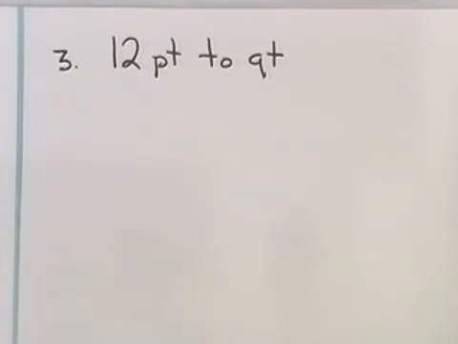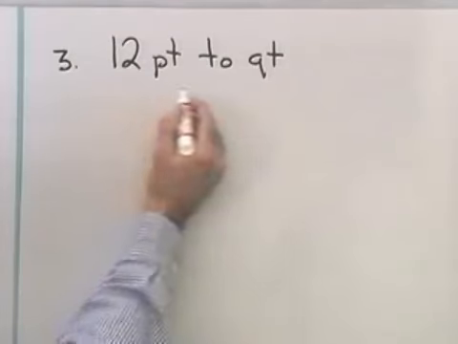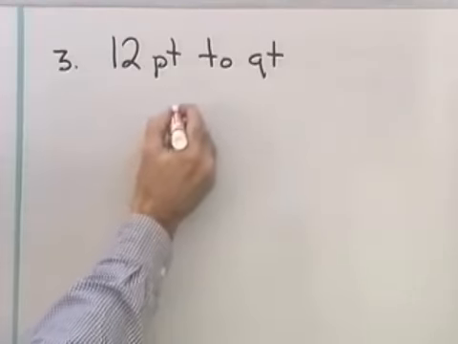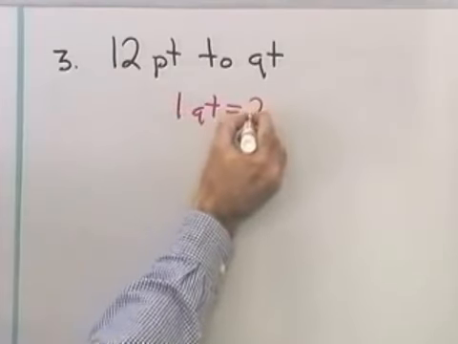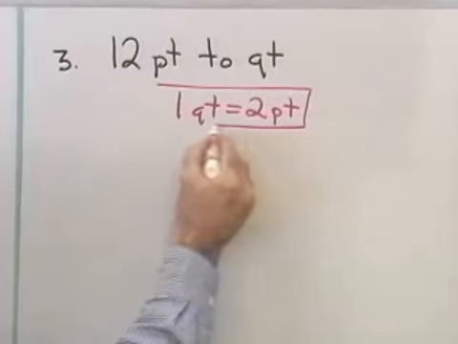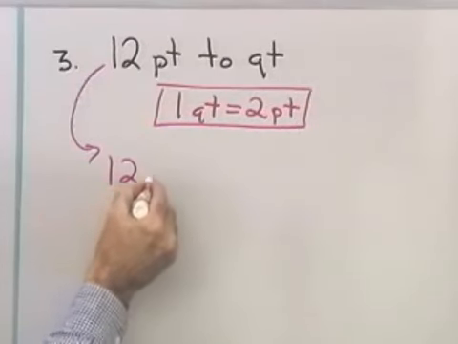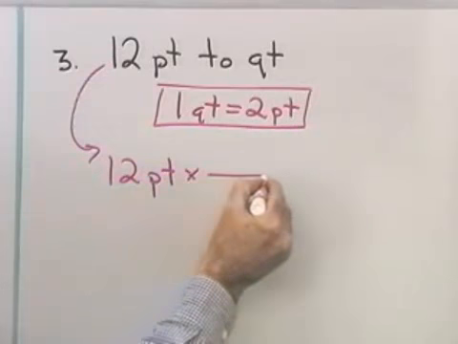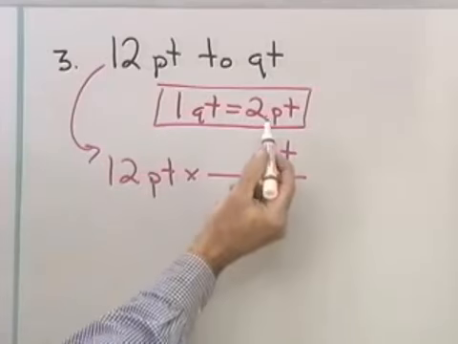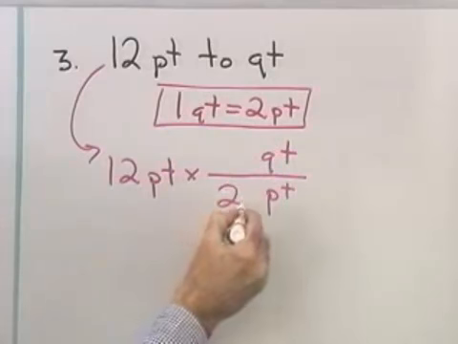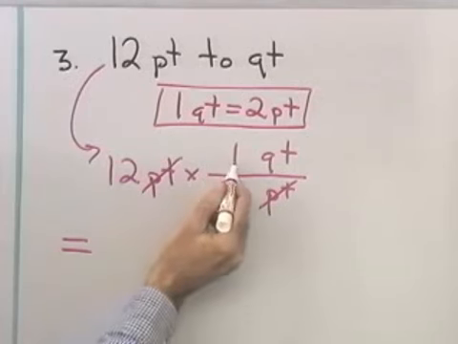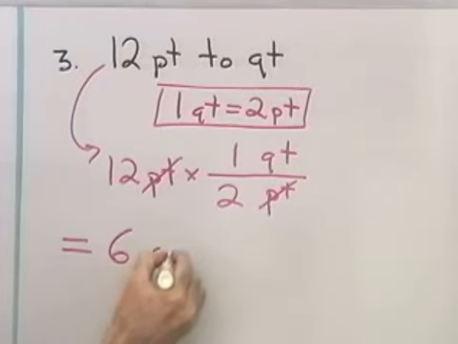I want to convert 12 pints to quarts. Now these are units of capacity or volume, and if I look at my list of units, I see that 1 quart is the same as 2 pints. So 1 quart is equal to 2 pints. Now that should be enough to allow me to convert from pints into quarts. So I start here with 12 pints, and I want to multiply by a conversion factor that's going to allow pints to divide out and leave me with quarts. So since there's 2 pints in every 1 quart, I'm going to have 2 pints, 1 quart like this. Pints divide out, and I'm left with 12 times 1, which is 12, divided by 2, which is 6 quarts.